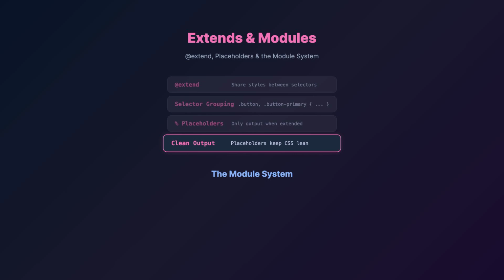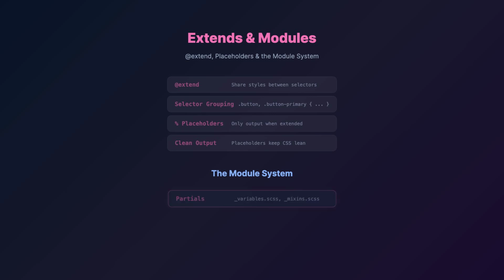Placeholders don't output any CSS on their own, they only appear when extended. This keeps your output clean. Now, the module system. This is how you organize SASS at scale.